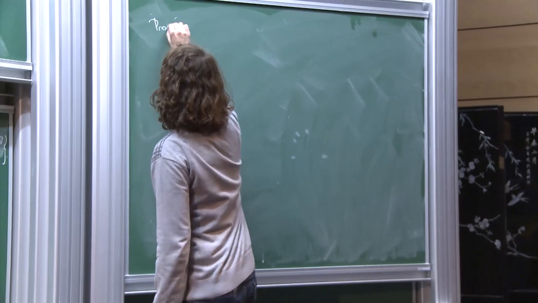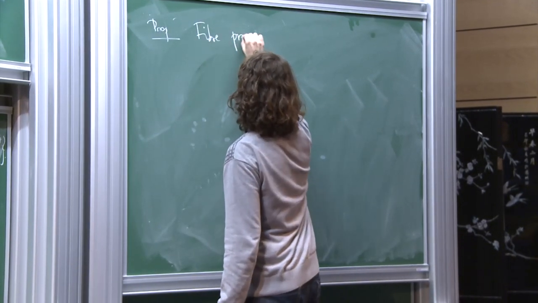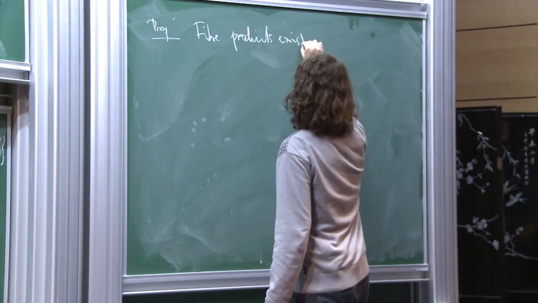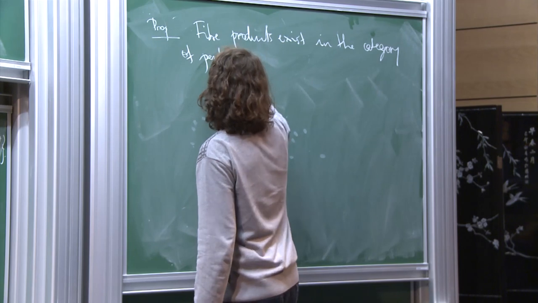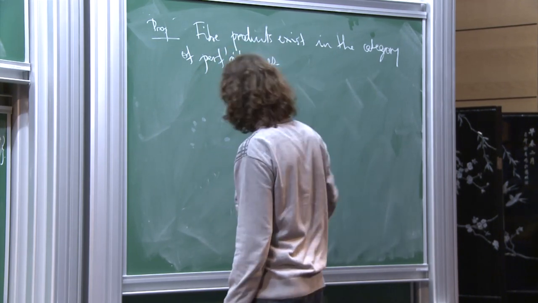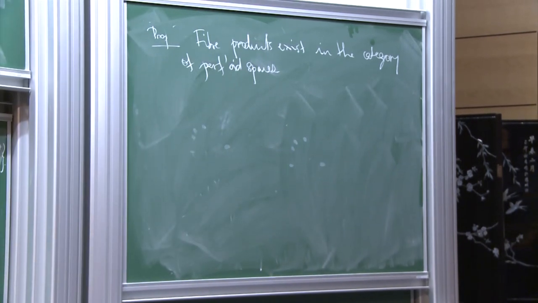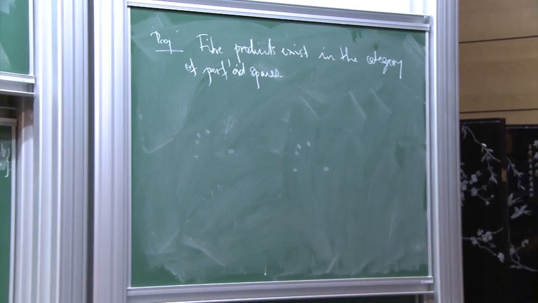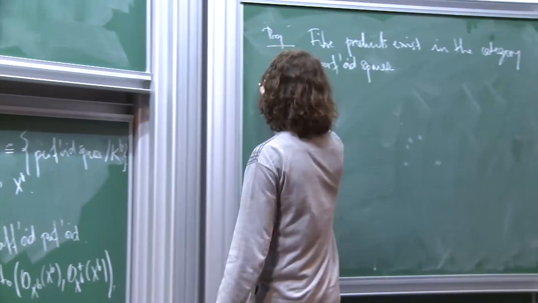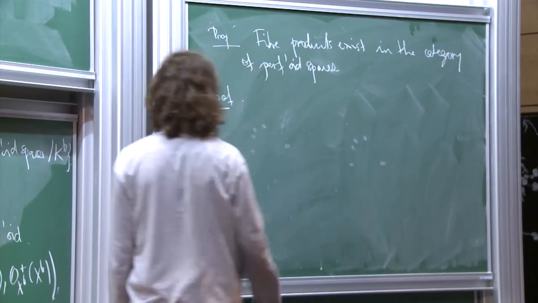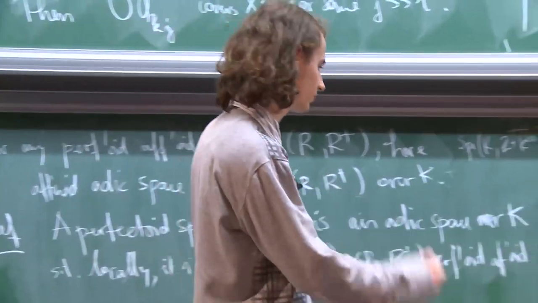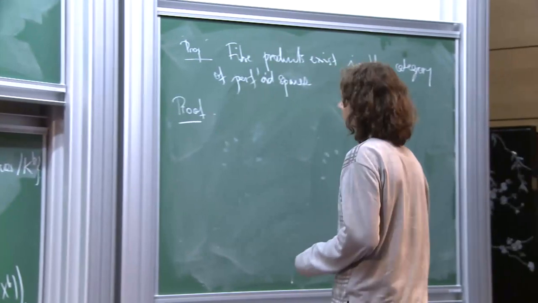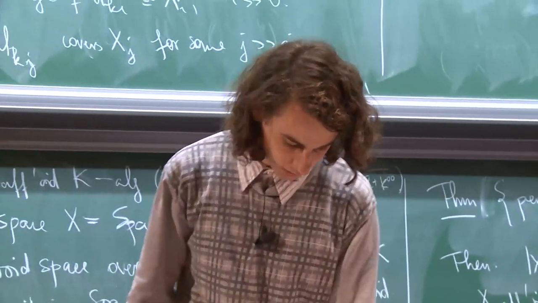And we will need the following proposition, namely that fiber products exist in the category of adic perfectoid spaces. And this is remarkable in a sense because for usual adic spaces, one always has to impose a finiteness condition on one of the two arrows in order to get the existence of fiber products, because for usual adic spaces you always need some finiteness condition to ensure that this pre-sheaf is actually a sheaf. But now in our situation, we have this very general result that our pre-sheaf is a sheaf.